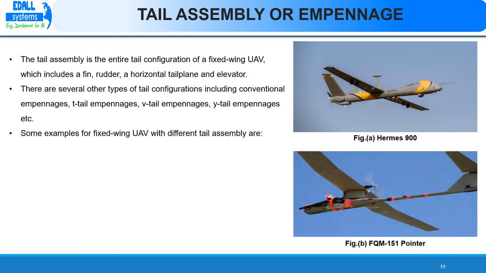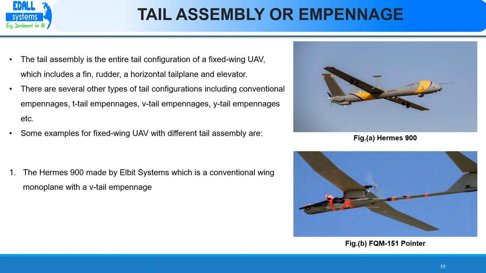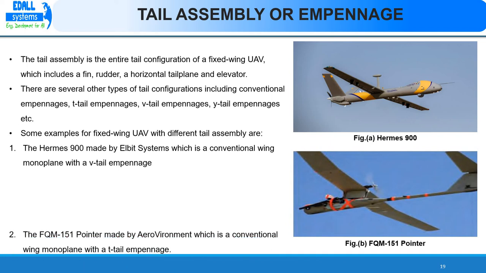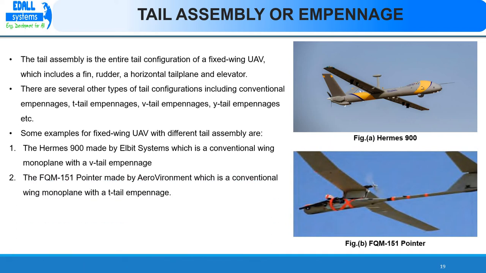Some examples for fixed-wing UAV with different tail configurations are Hermes 900, made by Elbit Systems, which is a conventional wing monoplane with V-tail empennage, shown in figure A. The FQM-151 Pointer, made by AeroVironment, which is a conventional wing monoplane with T-tail empennage, shown in figure B.